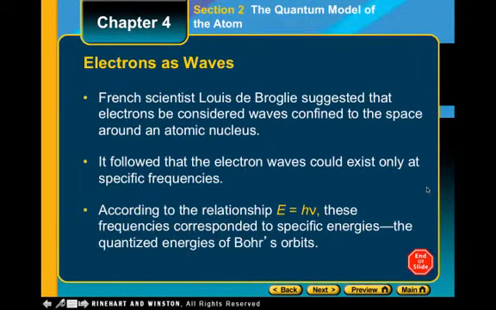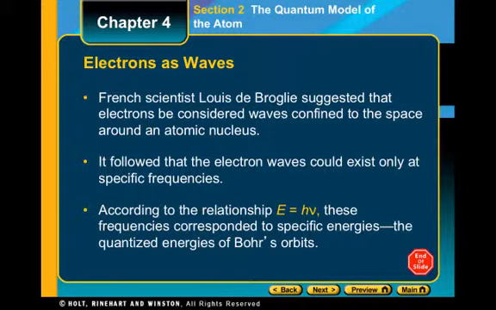So de Broglie was studying the electron, and he proposed that electrons have wave-like properties, just like light, and it followed that electron waves can only exist at specific frequencies. Just like light had to have a specific frequency in order to have a certain amount of energy. Remember the photoelectric effect? It had to have a certain frequency, a certain amount of energy, to give the electron enough energy to bounce it off. He proposed that electrons also had those same properties.